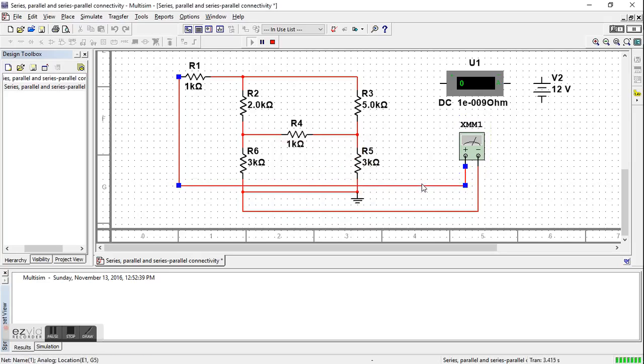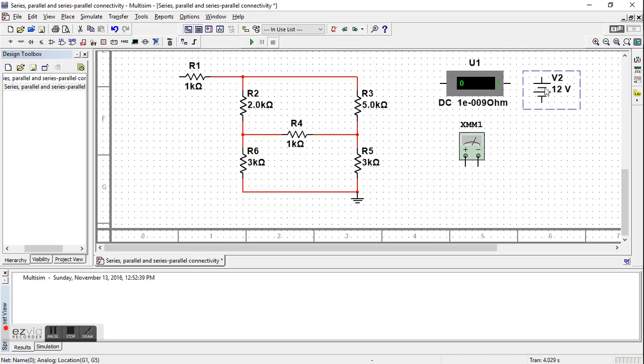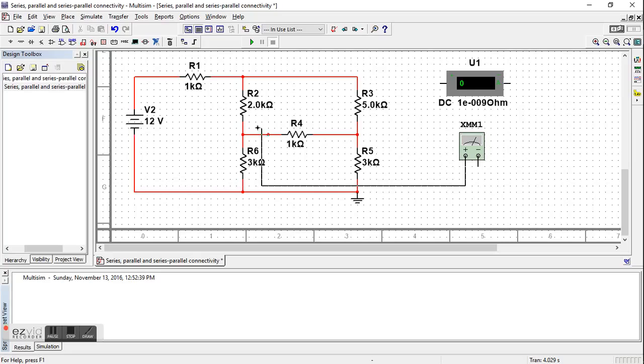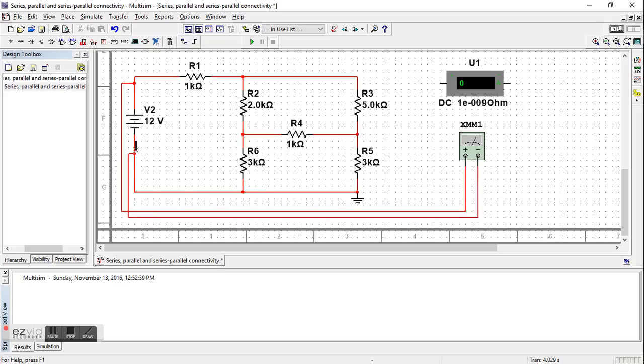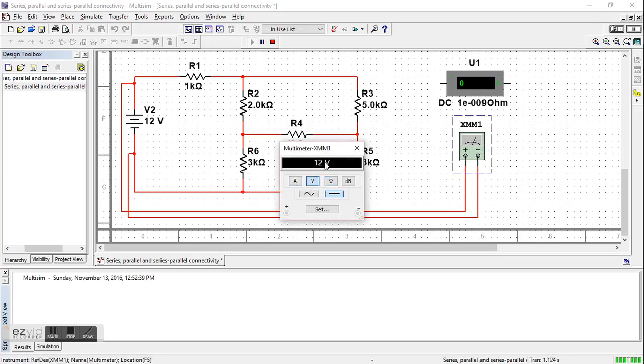And for the total voltage, again we need the power source. Connect the positive side of the source and the negative side of the source. Then for the multimeter, connect the positive terminal to the positive side of the source, the negative to the negative. Run the circuit. There it shows 12 volts.